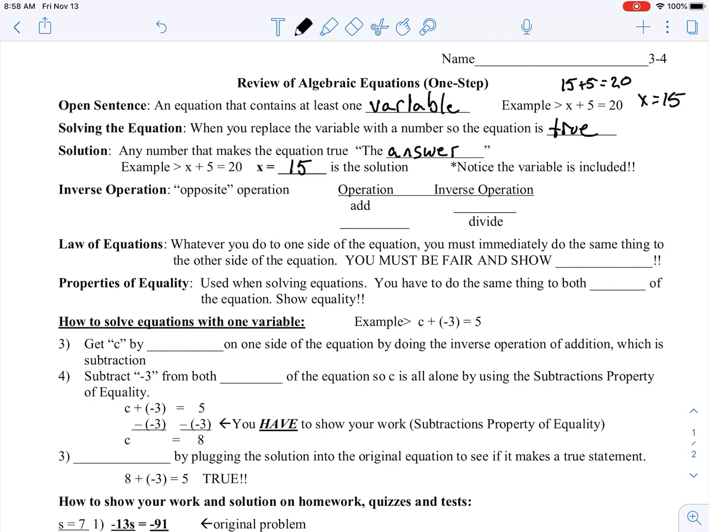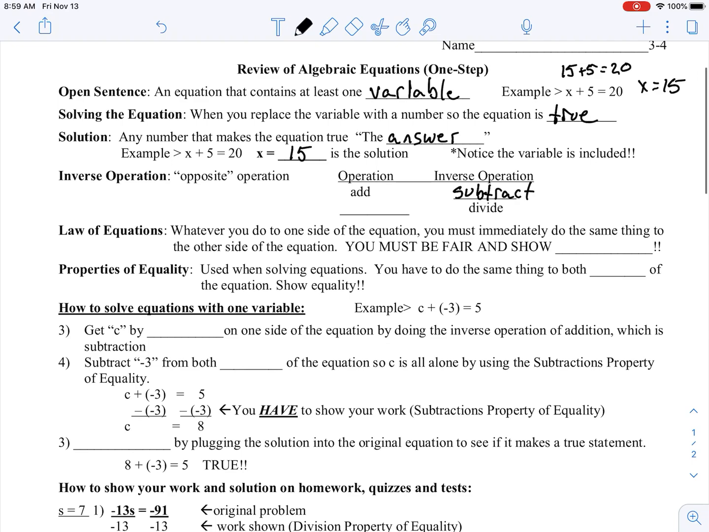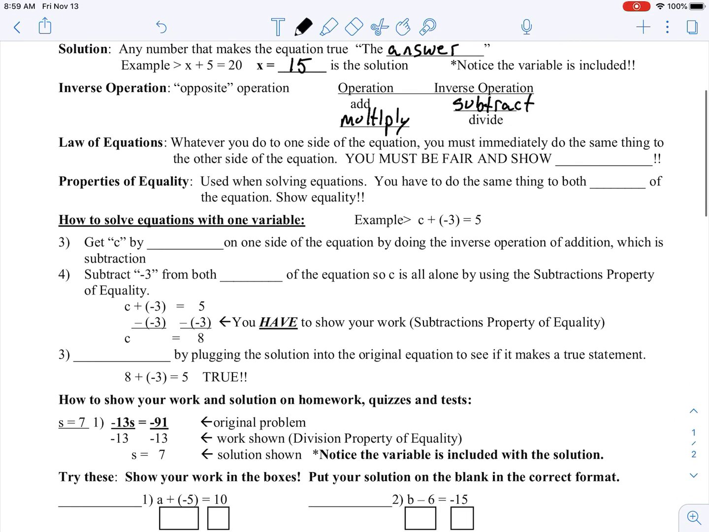So inverse operations just means the opposite here. If we're adding, then the inverse operation of add would be to subtract. And if we look at divide, the inverse operation, the operation that we started with, is to multiply.